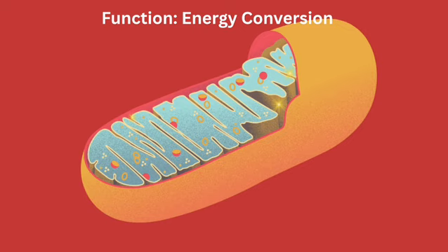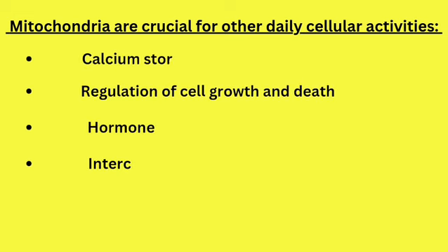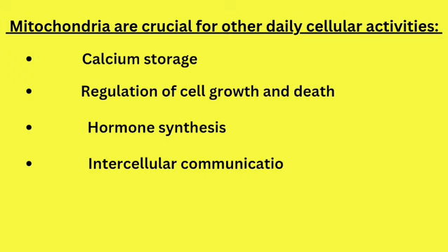Next, along with these functions, other functions are also there. That is the calcium storage. So mitochondria absorb and store calcium ions, releasing them when needed for proper cellular communication. This process is vital for muscle contraction and nerve cell signaling. Then regulation of cell growth and death. By regulating the release of a protein called cytochrome C, mitochondria play a key role in apoptosis, that is, programmed cell death. This is a normal process that helps the body remove old, damaged, or unhealthy cells.